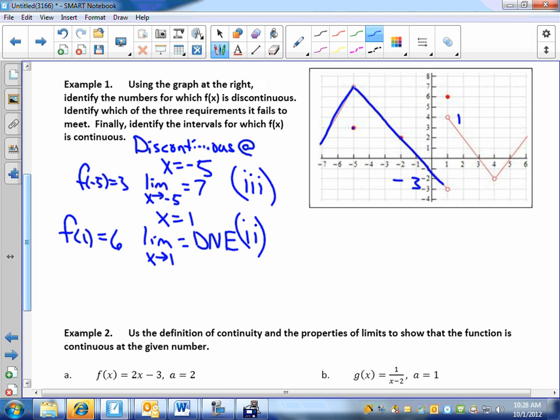And finally, let's look at this last part here. It also, x equals 4 is problematic as well. The first one, does f of 4 exist? No. So if you write f of 4, you could just say does not exist. So it fails to meet because of the very first requirement.